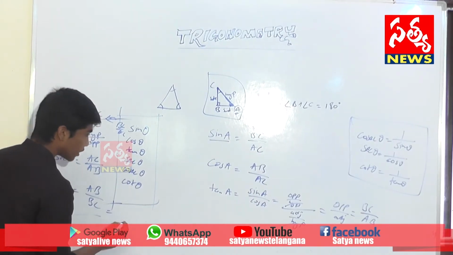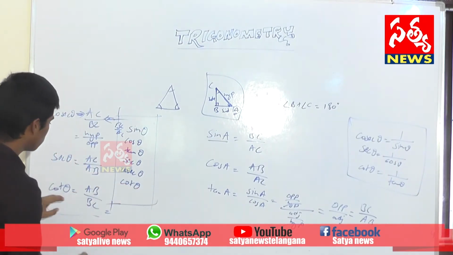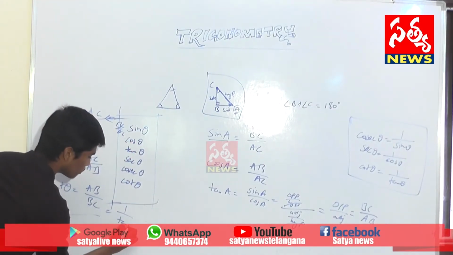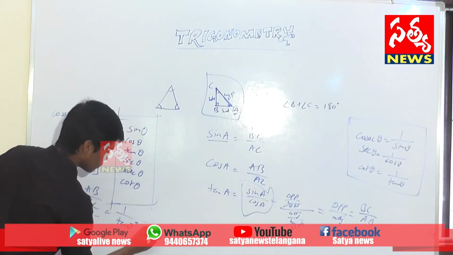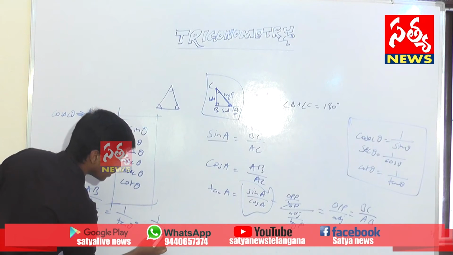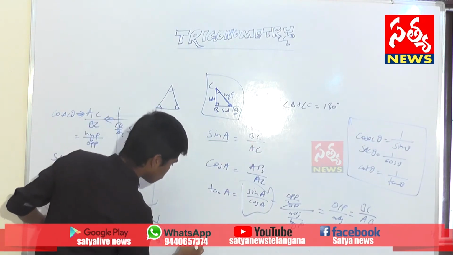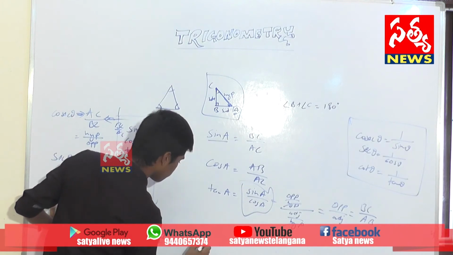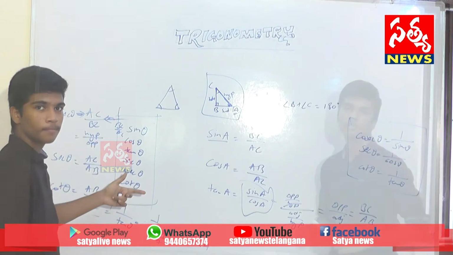Cot theta can also be written as the reverse of tan. Cot is 1 by tan, right? What is tan? Sin by cos. So 1 by sin A by cos A is equal to cos A by sin A. Here theta and A are all the same.